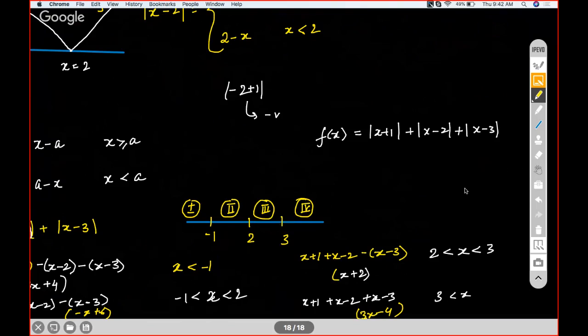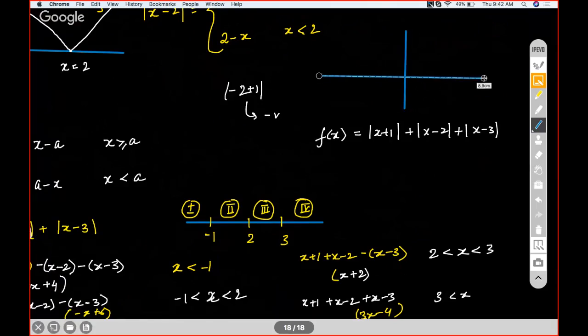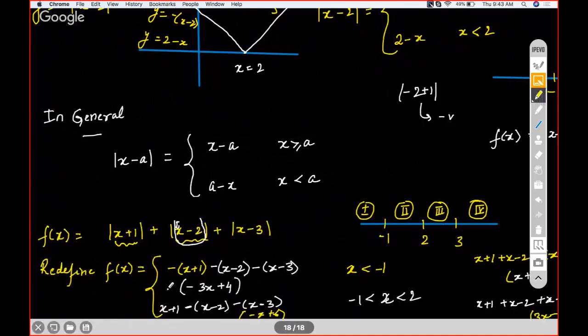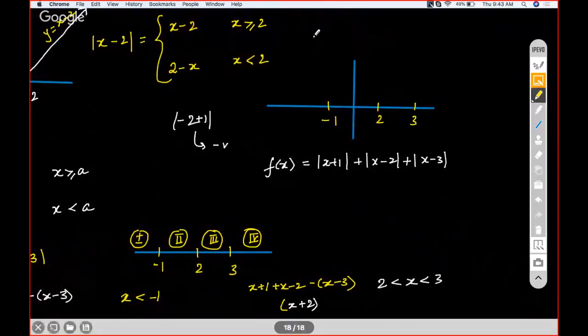Now if I ask you to plot the graph of this function, how will you plot? Look at these points, minus 1, 2, and 3. When you are less than minus 1, the function is behaving like a line y is equal to minus 3x plus 4. So it will be a line having a negative slope and cutting the axis at 4, like this.